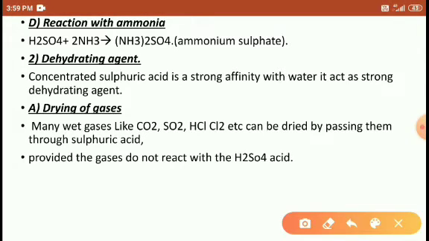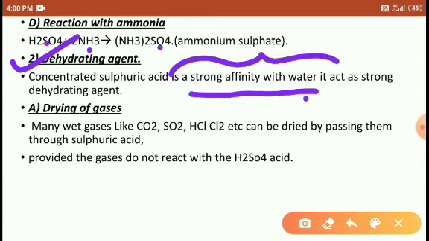Next, reaction with ammonia. Sulfuric acid reacts with ammonia to form ammonium sulfate. And sulfuric acid acts as a dehydrating agent. Why does it act as a dehydrating agent? Because H2SO4 has a strong affinity with water. Due to that reason, it acts as a strong dehydrating agent. Understood students?